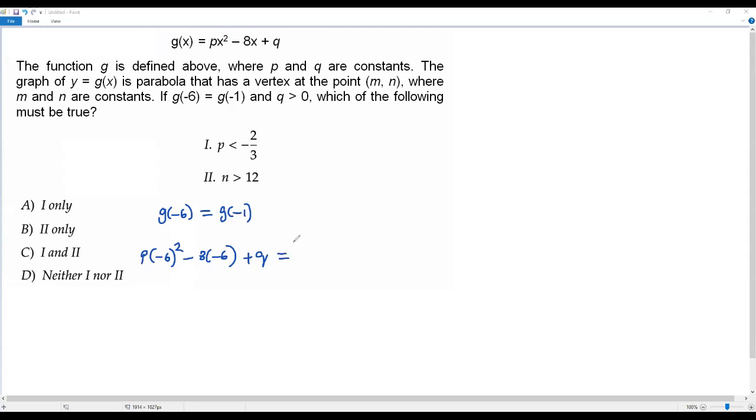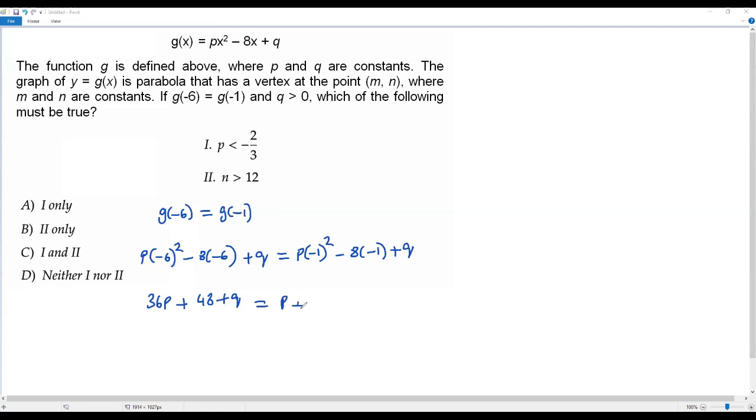The same thing we have to do on the right side to evaluate g of -1. That is, we have to plug in x equals -1 into the function g of x. Then I'm getting p times (-1) the whole square, minus 8 times -1, plus q. So when I evaluate this, -6 whole square is 36. 36 times p is 36p. Negative times negative will become positive. 8 times 6 is 48, plus q.